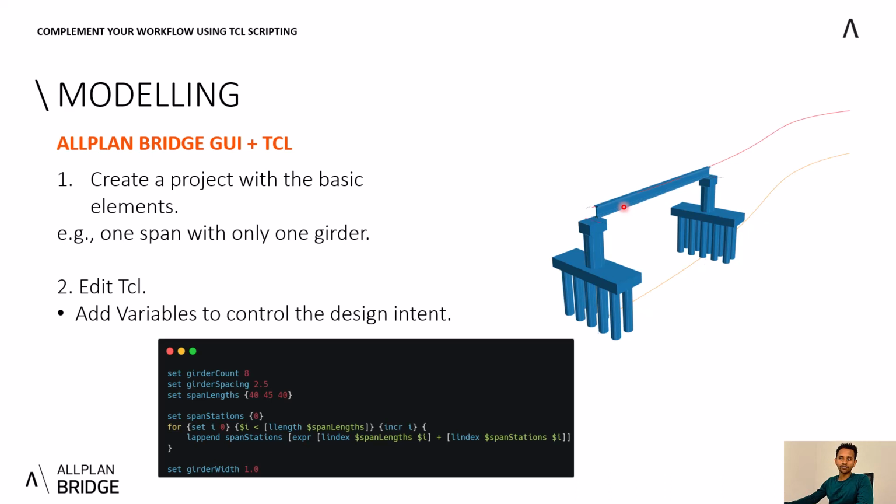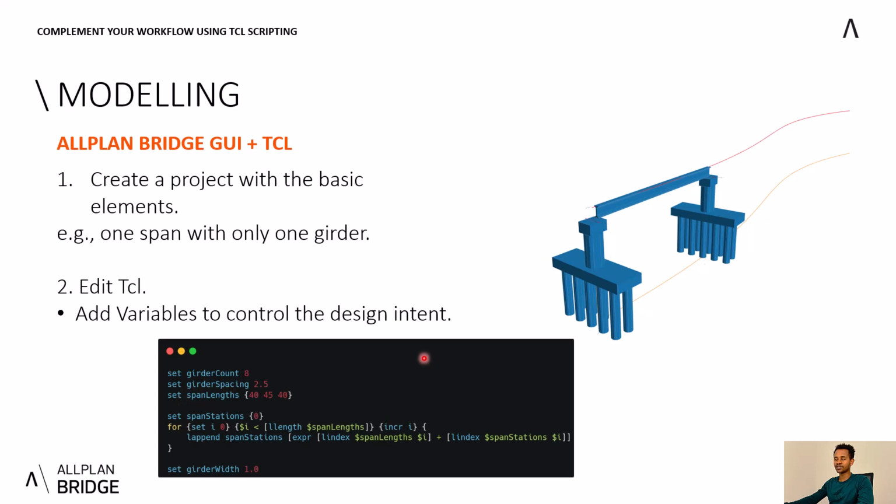Then the second step is going to be editing the TCL. Inside the TCL file, you can edit it however you wish. In this case, we first want to create variables which control the design intent. We want to control the number of girders and the number of spans. For that, we defined a variable called girder count, which is 8. How many girders you want to have depends on this value.